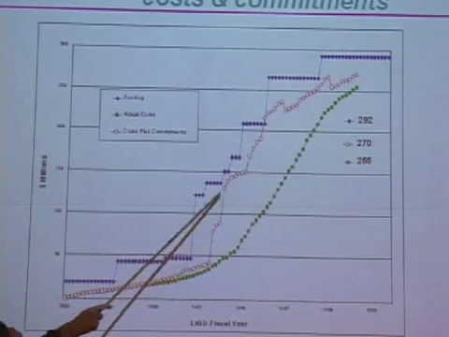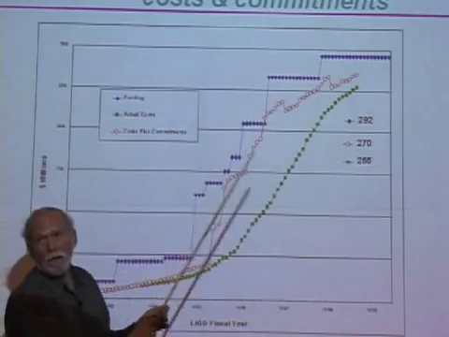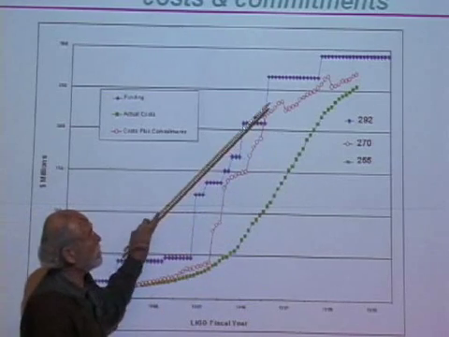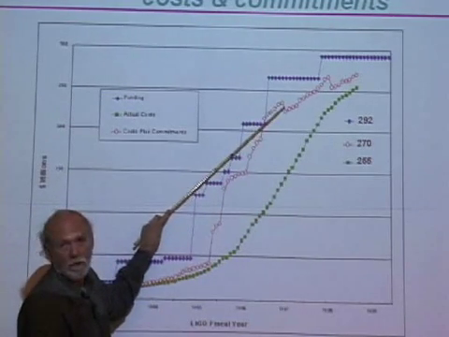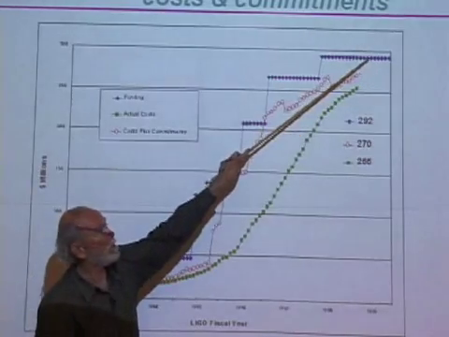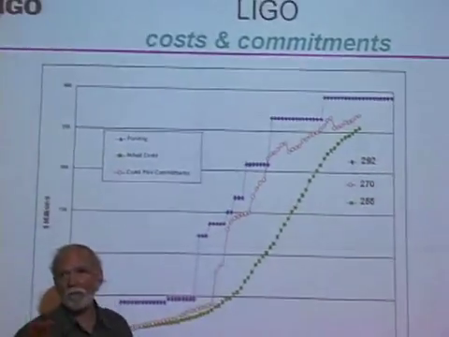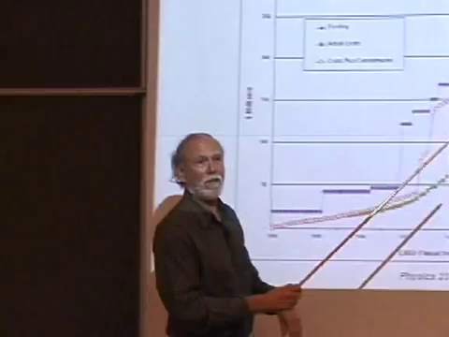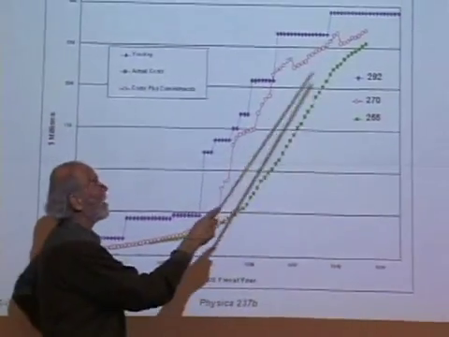This graph here is our design to spend it. At some points we made some corrections. We decided to reduce some scope because we wanted to make sure that we didn't exceed this up here. So there are some knobs you can turn along the way. These are little management decisions that I have to make.